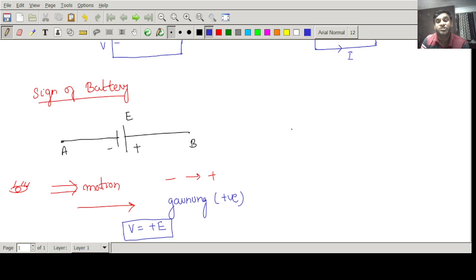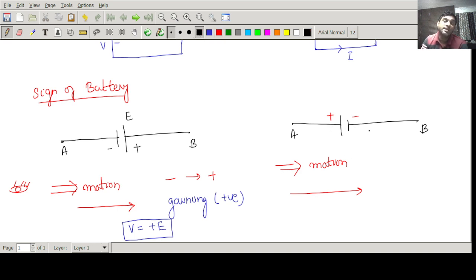Similarly, suppose I rotate that particular battery. The same end is A and this end is B, but now the battery polarity is changed. So this is the positive end of the battery and this is the negative end, but my motion is still in the same direction. I am going from A to B, from left to right. When I go from A to B, I first see the positive sign, then the negative sign. That means I am going from positive to negative.